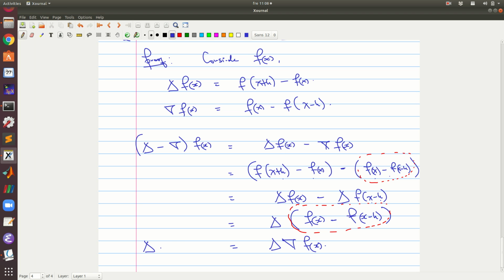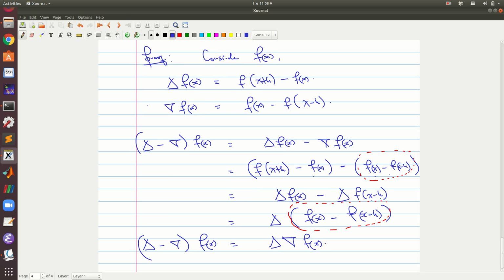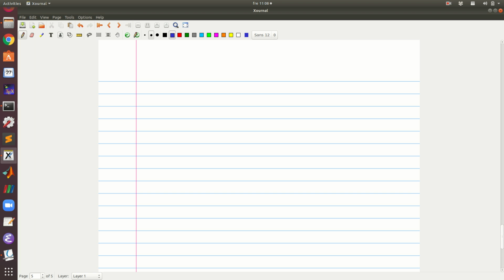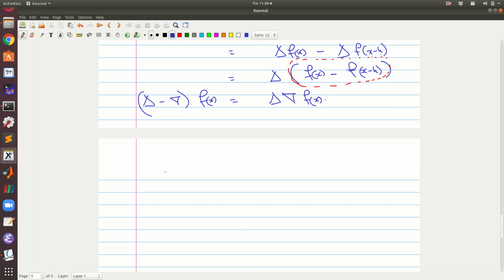Remember here we have forward minus backward at f of x, and if you look at the right hand side and the left hand side, we can deduce that the forward minus the backward should be equal to the forward times the backward, because this will cancel.